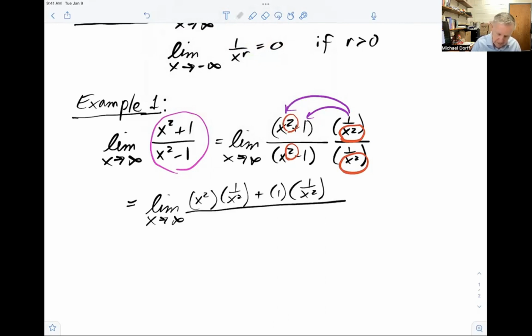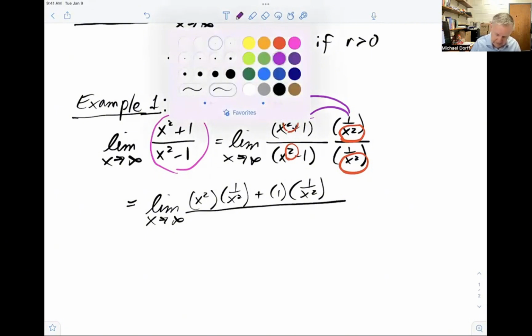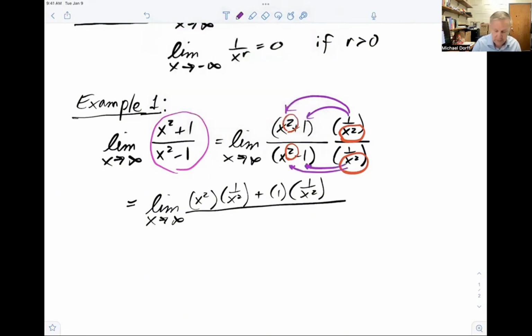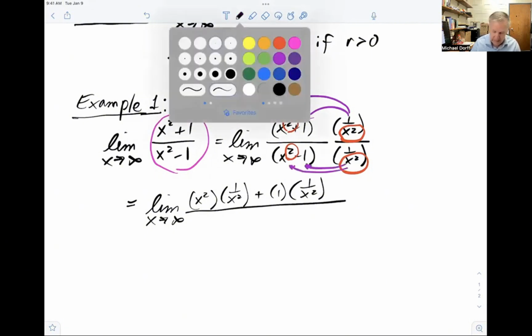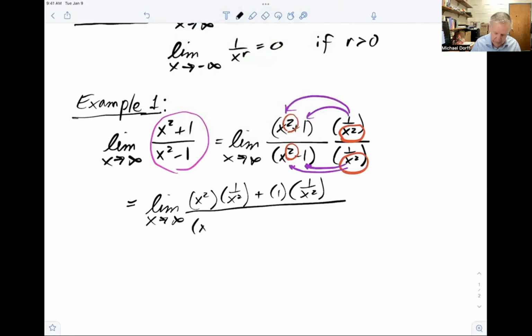And in the denominator, I do the same thing. I distribute that to both terms. When we say distribute, that means you're just multiplying it, but you have to multiply it by both of the terms in there. And so in the denominator, it's exactly the same as the numerator, except we have a minus between the terms instead of a plus that we have in the numerator.